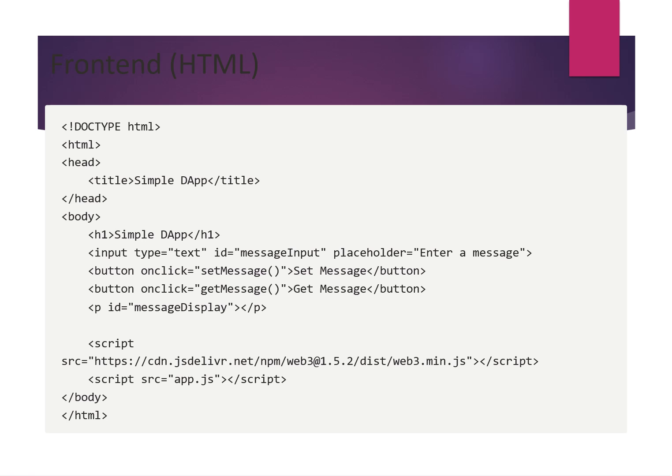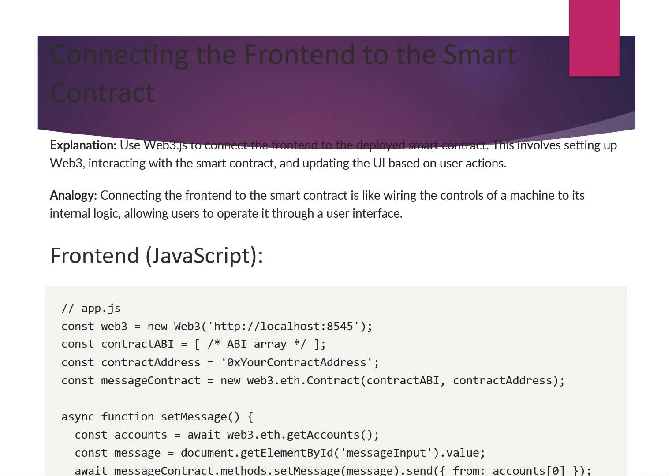The next line includes the JavaScript file app.js, which contains the logic for interacting with the smart contract. The next line closes the body, and the next line closes the HTML. To connect the frontend to the smart contract, we'll use web3.js. This involves setting up a web3 instance, interacting with the smart contract, and updating the UI based on user interactions.